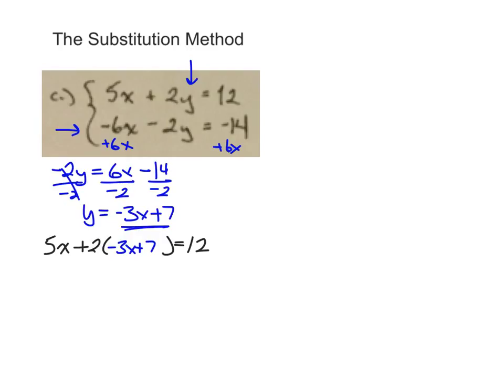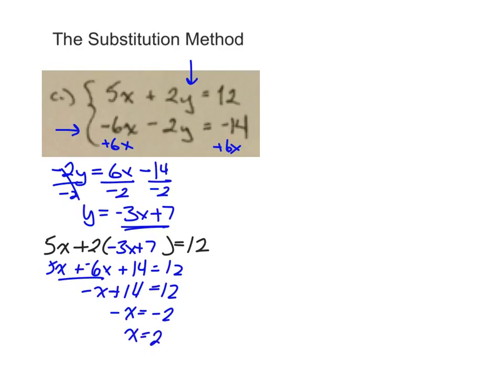Go ahead and solve it again. Due to the limited space, I'm going to go through this a little quicker. Combining like terms, we'll get negative x plus 14 equals 12. Subtract 14, so negative x equals negative 2. That means x is 2.